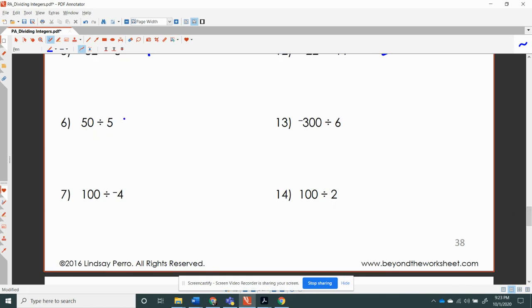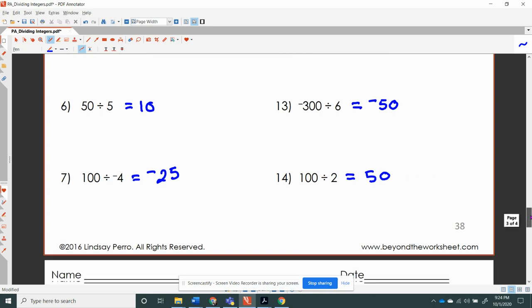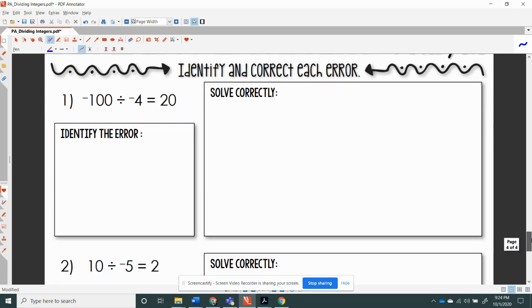A positive 50 divided by positive 5 will equal positive 10. Positive 100 divided by negative 4 will be negative 25. A negative 300 divided by positive 6 will be a negative 50. And positive 100 divided by positive 2 would be a positive 50. Now we just have our error analysis problems.